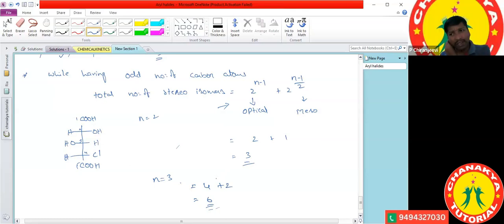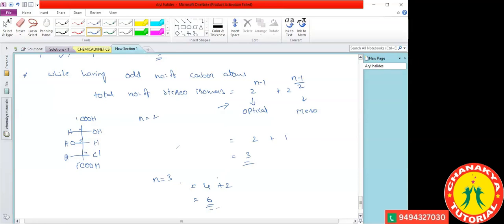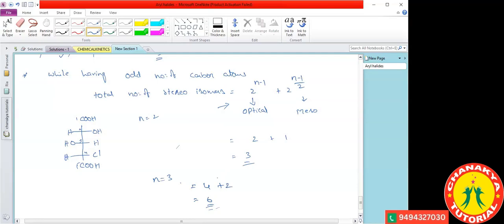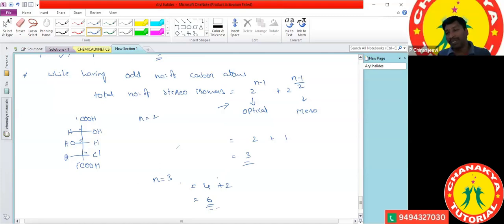Then some other terms are there here: enantiomers and diastereomers. What is meant by the enantiomers? Based on that one also, sometimes. Optically active compounds which are superimposable or non-superimposable? Non-superimposable mirror images are called enantiomers. Superimposable mirror images are called diastereomers.